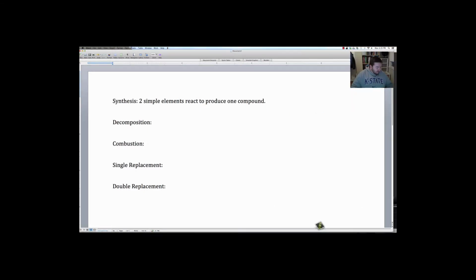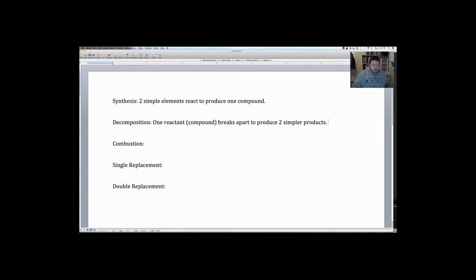The next type of chemical reaction we have is decomposition. So in decomposition, we actually have one reactant, which is a compound, that breaks apart to produce 2 simpler products. Sometimes those are just 2 elements. Sometimes it might be a simpler compound and an element too.